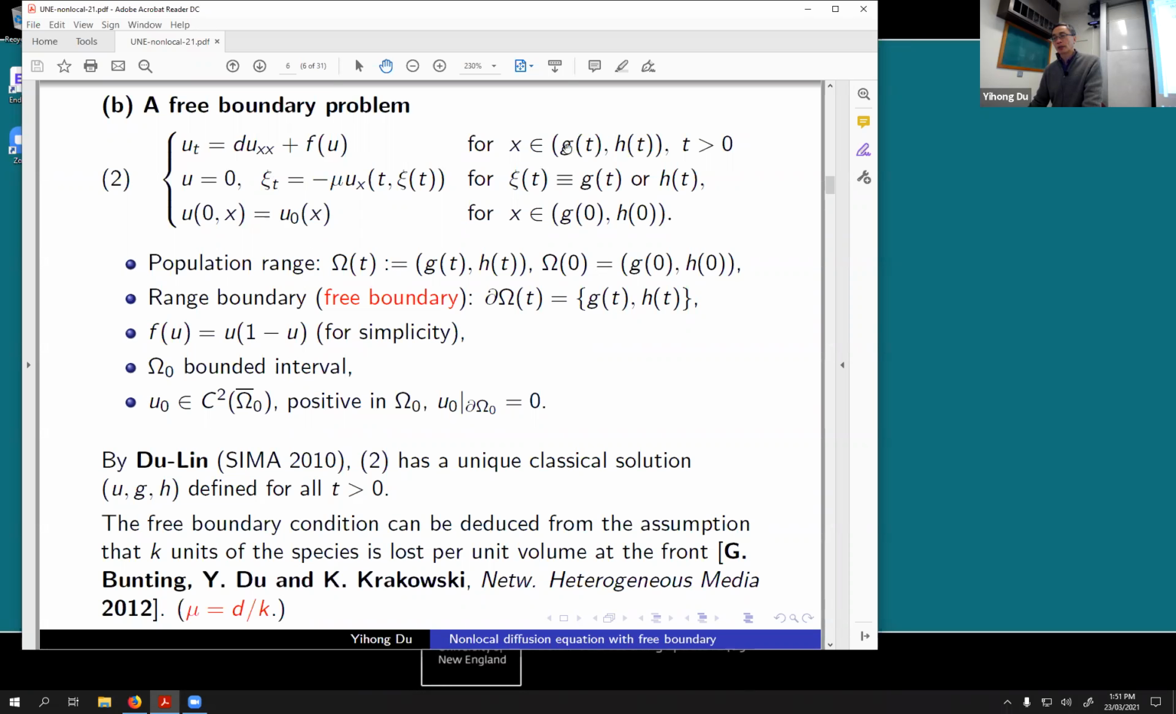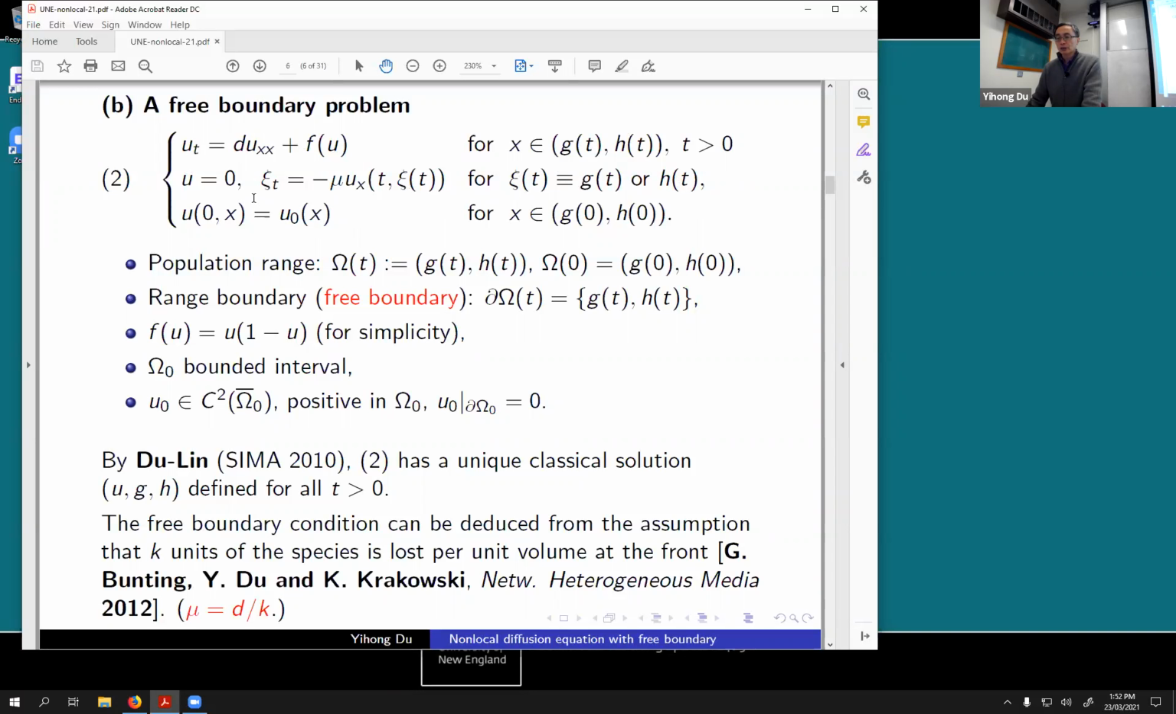So we say the population range is finite for any positive t. But then the population range is changing, so we have to add one more condition to make the problem well posed. So we assume at the boundary, the population density is 0. And on the outside, of course, there's no population. So that's the population range. And then we have to introduce another equation to make this problem well posed.